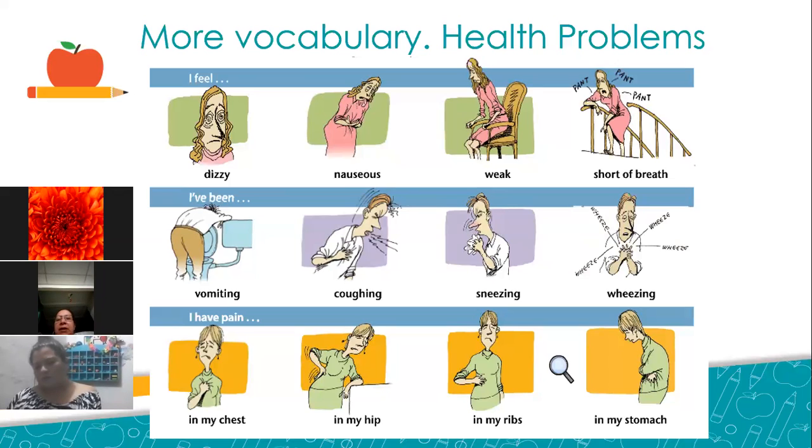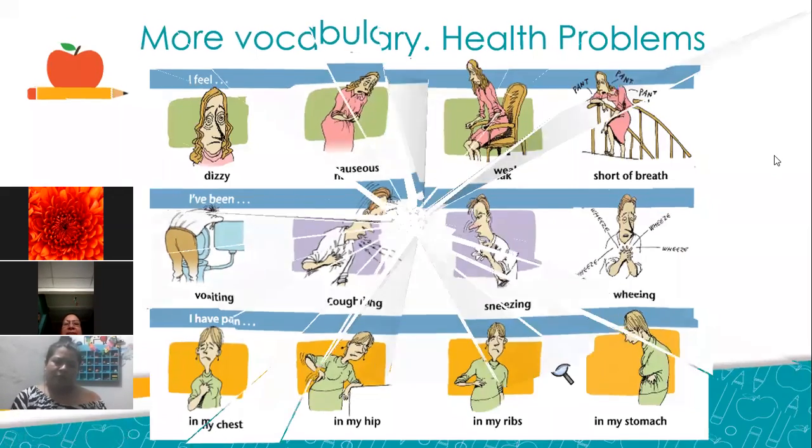Ribs? What's the meaning of ribs, teacher? Ribs. Costilla. Notice that I can say I have pain in my stomach, but you can also say I have a stomachache. There are two forms, right? Okay, good. No more questions? So let's continue.